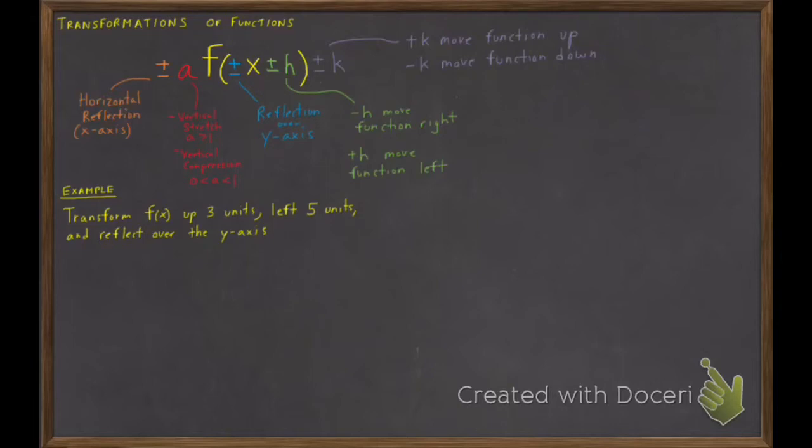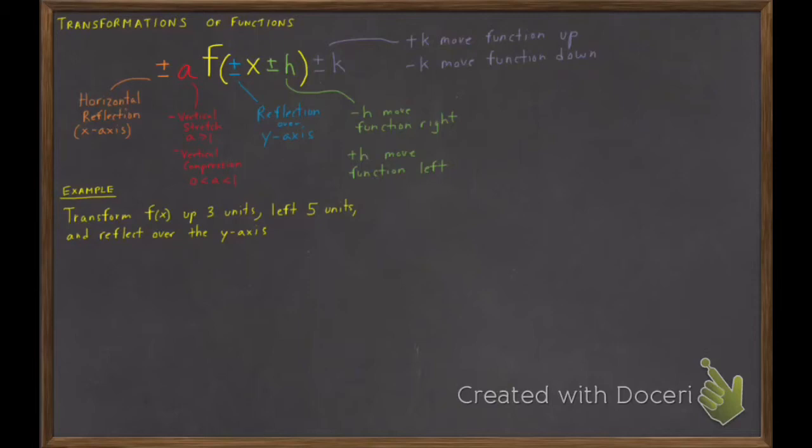Inside our function, the plus and minus attached to the variable is a reflection over the y-axis. The h, or anything that is added or subtracted from our x, would move our function left or right. If there's a minus h, we move the function to the right. If there's a plus h, we move our function to the left.